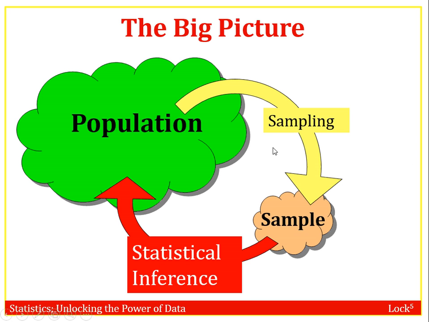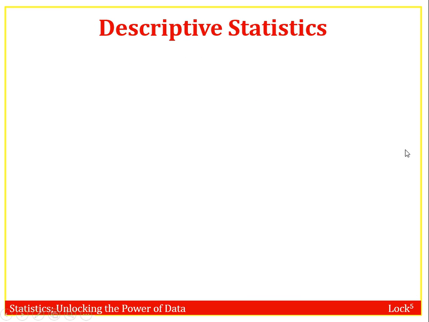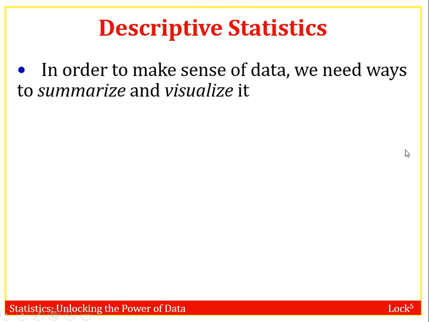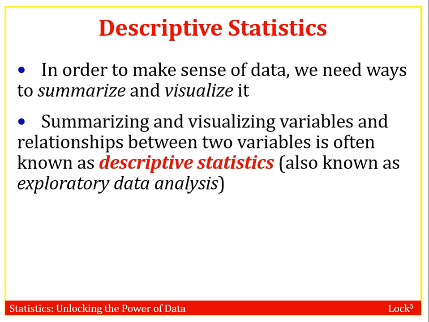So we start out with our population. We take that sample, a random sample, we collect some data from that sample, and then we want to make an inference about the population. But before we can make that inference about our population, we need to do some descriptive statistics. Descriptive statistics is really just where we're trying to summarize and visualize what's going on between our variables.